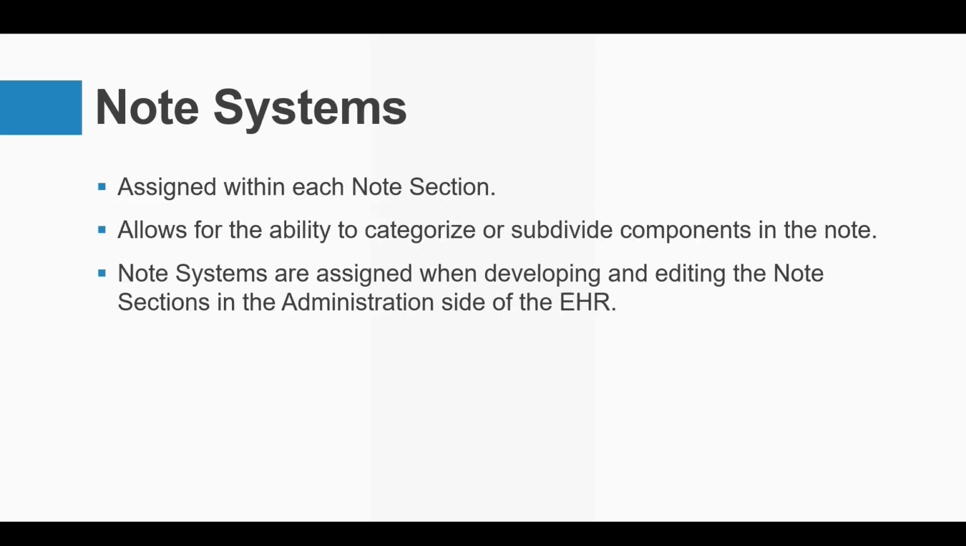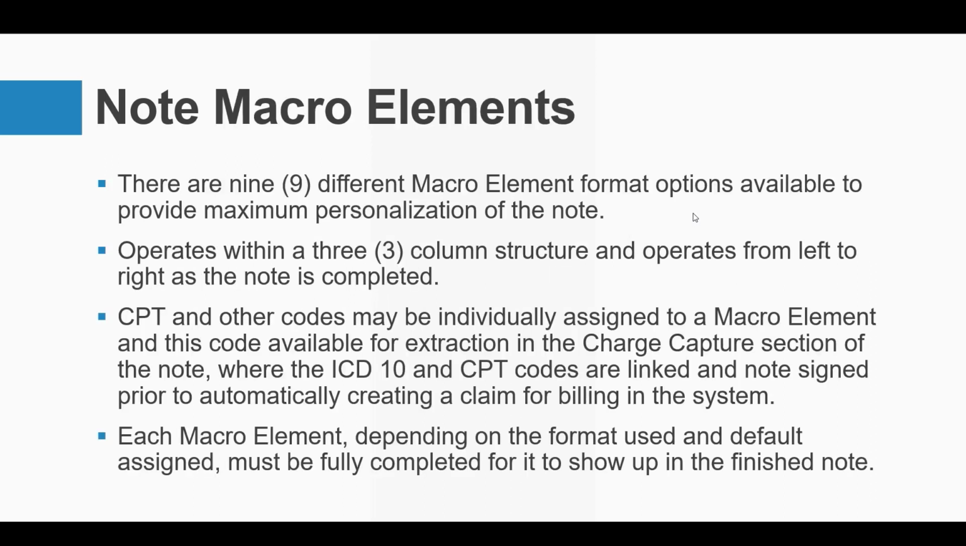Next, we have what are called note systems. Now, note systems are assigned within each note section, and this allows for the ability to further categorize or subdivide components within the note itself. And note systems are assigned when developing and editing the note sections in the administration side of the EHR system. And then finally, the third element that we're talking about here to help us navigate and understand the navigation and operation of the iPatient Care EHR note are what are called note macro elements.